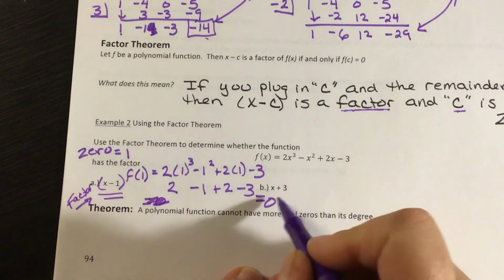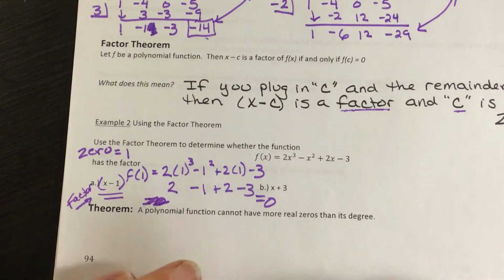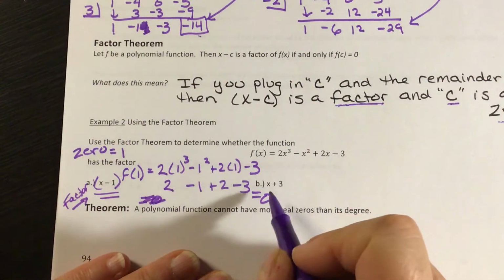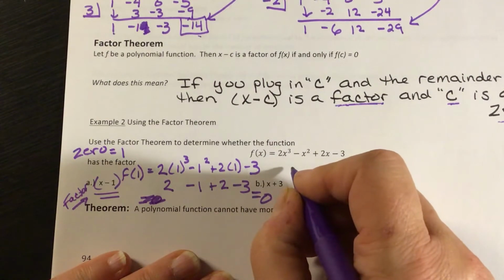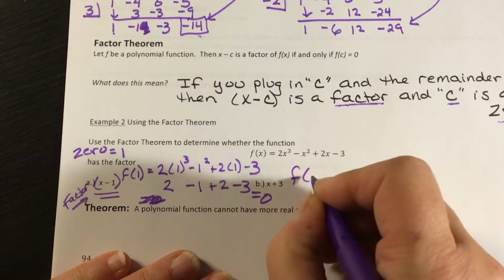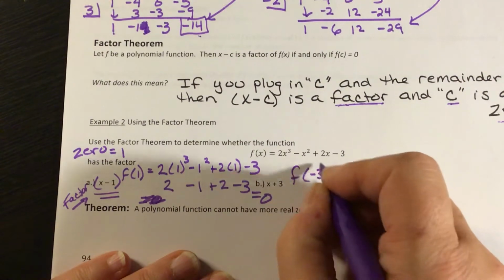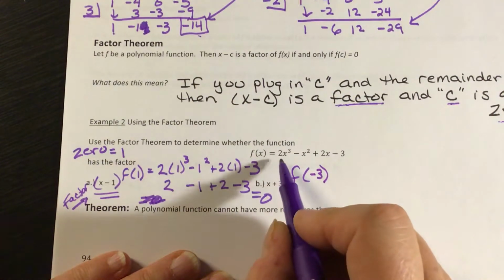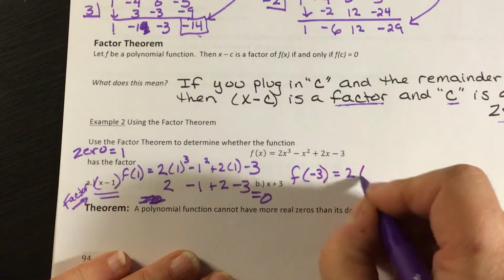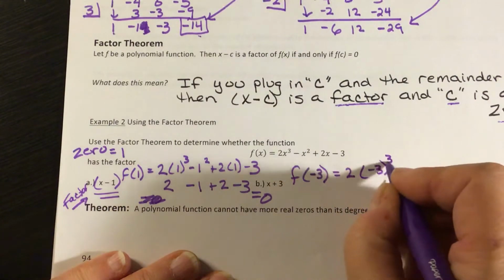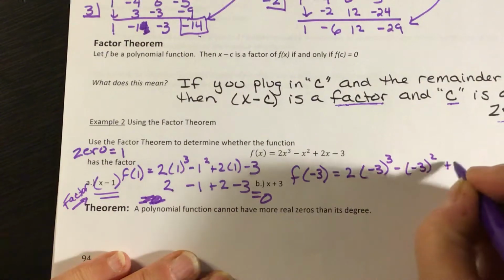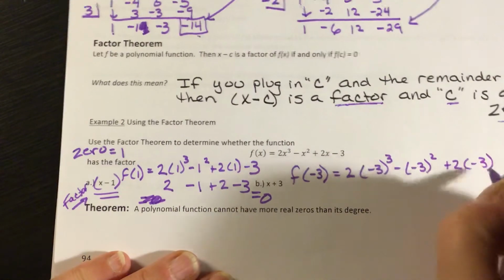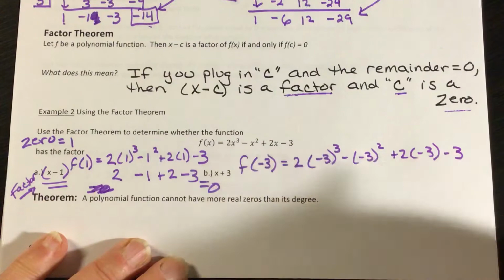All right, let's see if x plus 3 is a factor. So if I take my 0, which is negative 3, and find f of negative 3, I have 2 times negative 3 to the third power minus negative 3 squared plus 2 times negative 3 minus 3.